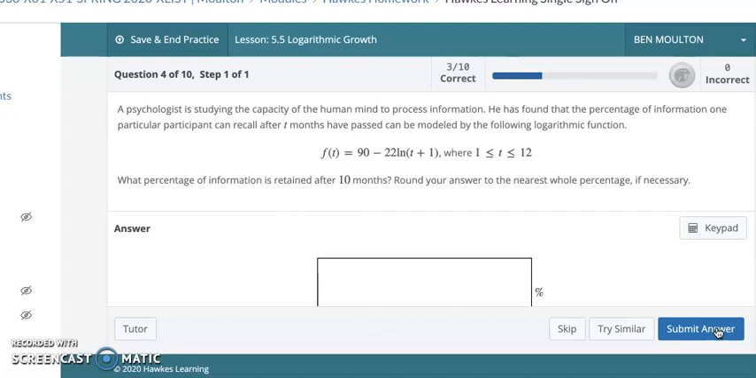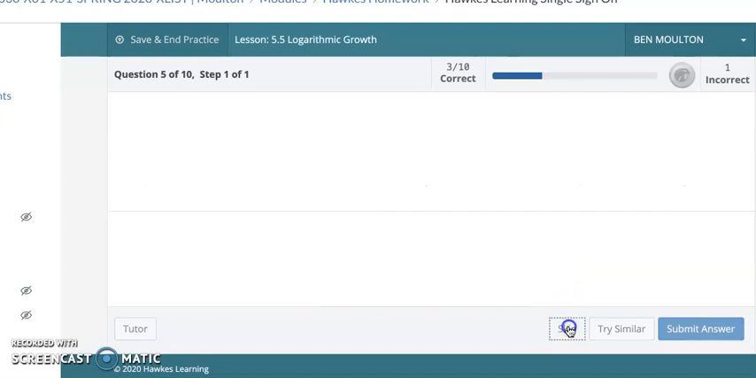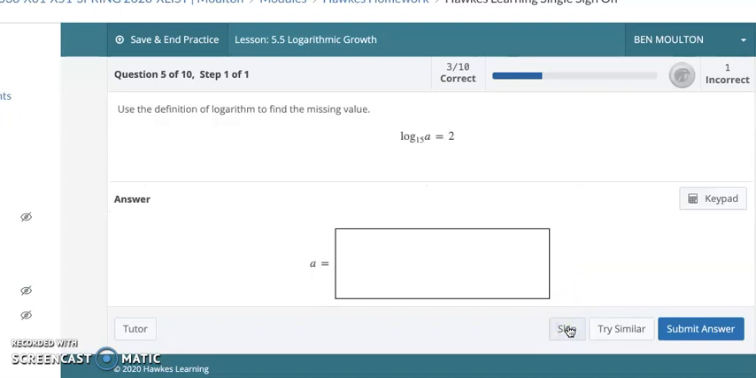A psychologist is studying the capacity of the human mind to process information. He has found the percentage of information one particular participant can recall after t months have passed can be modeled by this logarithmic function. What percentage of information is retained after 10 months? You know what? Just plug in 10 for your t. 10 plus 1 is 11. Hit your natural log button. And then once you figure that out, multiply that by 22. And then that result, subtract from 90. You've got your answer. I'm going to skip past this one if that's all right. But if you have questions, for sure, let me know.